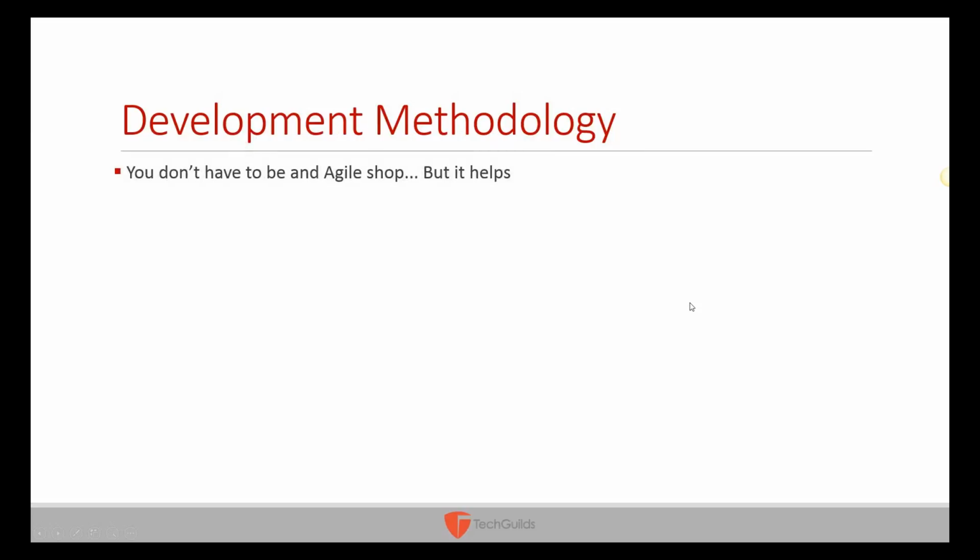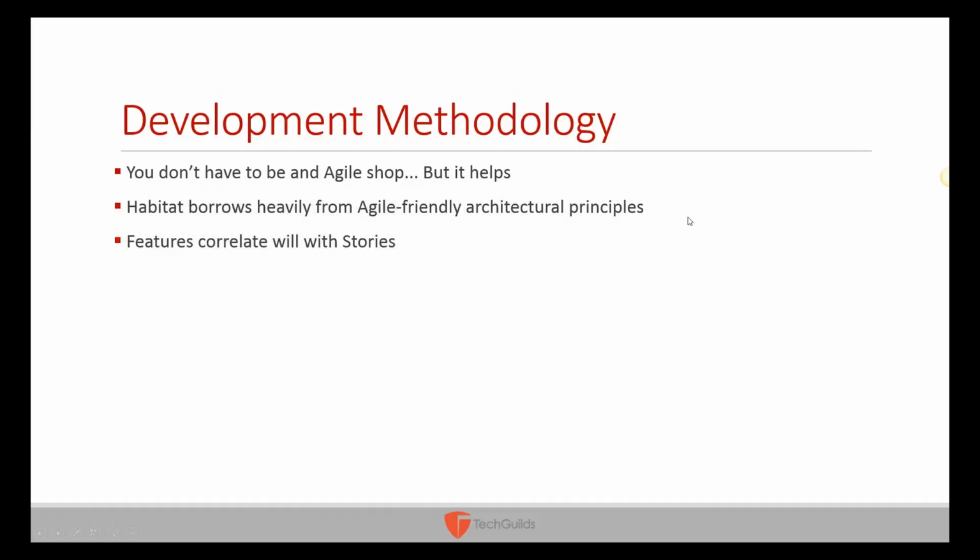Now, Thomas, in the architecture stuff, references in his presentations some Agile books. You don't have to be an Agile shop to use Habitat, but it kind of helps because a lot of it is tailored around that thinking. Having that separation of concerns and modularity works really well in that context as well. So it borrows heavily from those principles. Of course, it fits nicely into that Agile framework, because features correspond very nicely with stories. So that helps you on a number of levels.